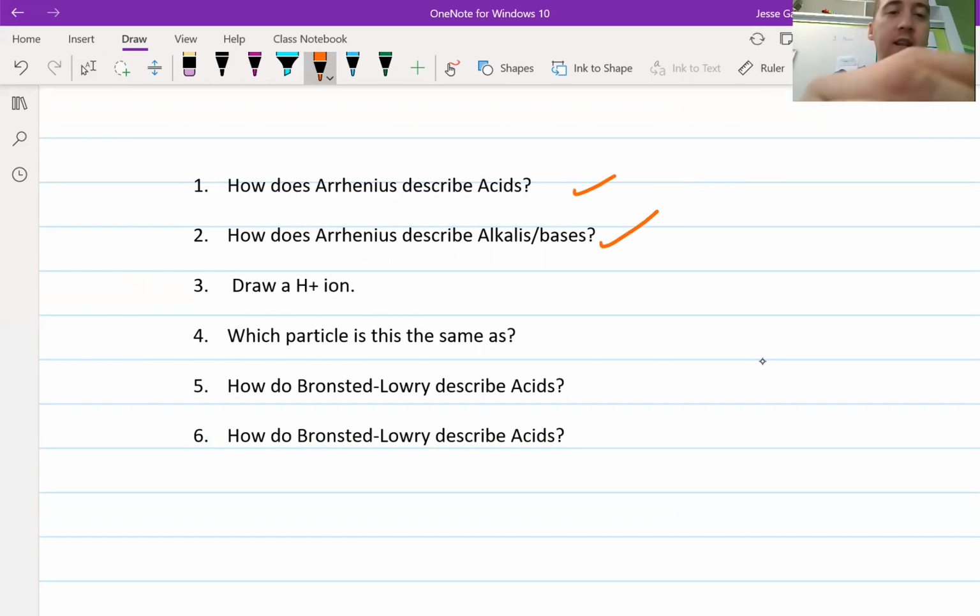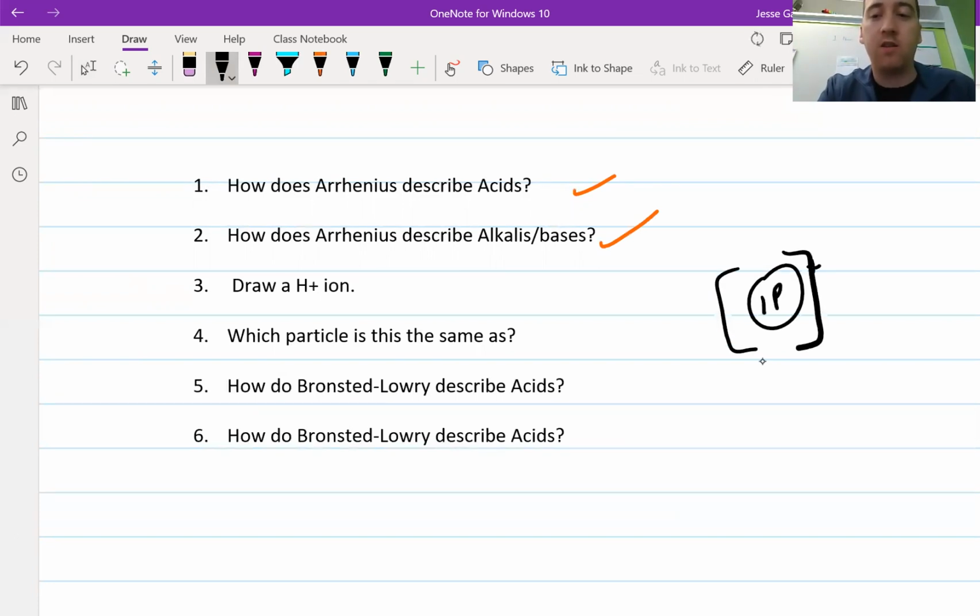An H plus ion is literally like this. It's one proton. That's all it is, and it's positively charged. There's nothing else there. There's no electron. There's no neutron. It's literally just one proton. Which particle is it the same as? Same as a proton. Well done if you got that right.